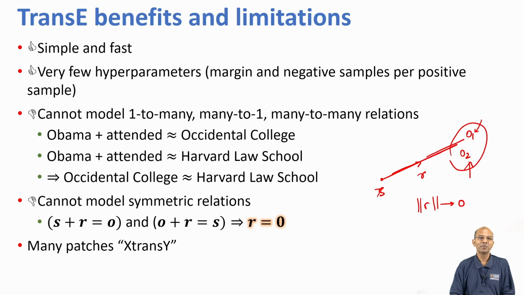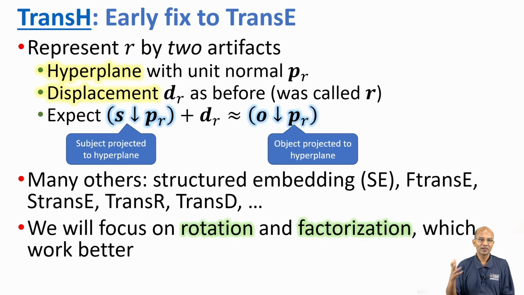Over time, many patches have been found, generally named in the pattern X trans Y instead of TransE. We might review one or two of them. TransH is one of those early fixes. And this is useful because we will come across this kind of fix later again when we discuss temporal knowledge graphs, where time will take a very interesting role because the president of the US changes depending on time. So this is a natural thing to want to study.